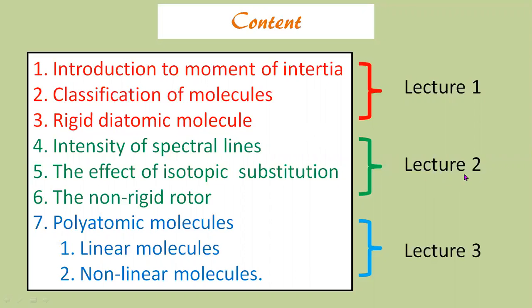After that, in the second lecture, I'll talk about the intensity of spectral lines. Then I'll talk about the effect of isotopic substitution. And finally, I'll talk about non-rigid rotors, so I'll jump from the rigid rotor to the non-rigid rotor in lecture 2. In the last lecture, I'll talk about polyatomic molecules, for example linear polyatomic molecules, and I'll also discuss non-linear molecules. And this will be the end of the course related to microwave spectroscopy.